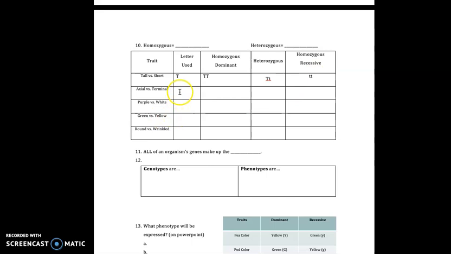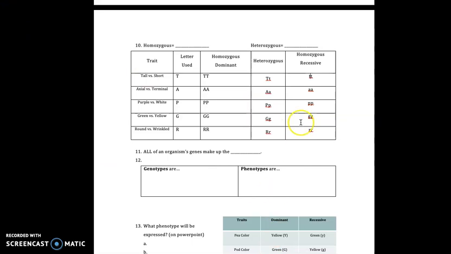Now we can do that with each one of these. Axial is dominant, purple is dominant, green is dominant, round is dominant. So we know here are all the letters that we'll use. Okay, you take a minute, pause me, and fill out the rest of this right here. Okay, pause me now. It's going to pop up and it's going to be completed.